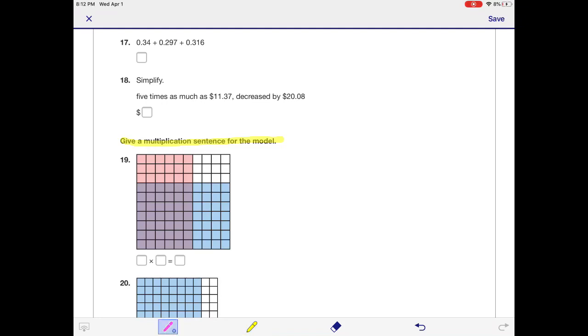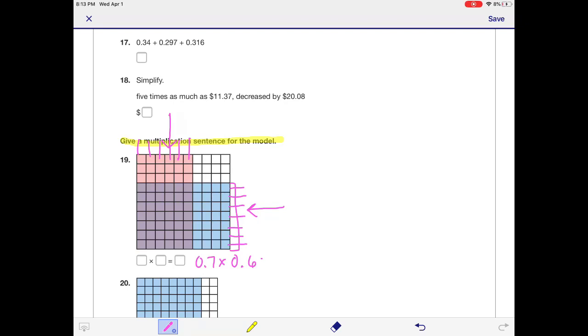You know that when you see a model like this, one factor is going to be represented horizontally and one factor is going to be represented vertically. So what's represented horizontally right here? Remember, these strips are each 1/10. So we've got 1/10, 2/10, 3/10, 4/10, 5/10, 6/10, 7/10. That's our first factor. Times 1/10, 2/10, 3/10, 4/10, 5/10, 6/10 going vertically.